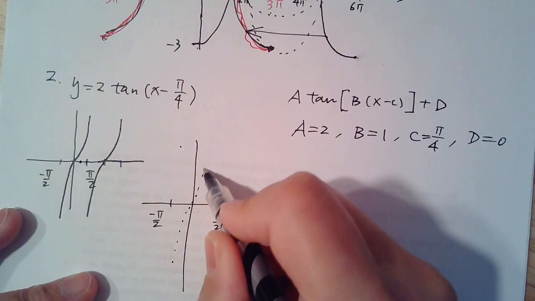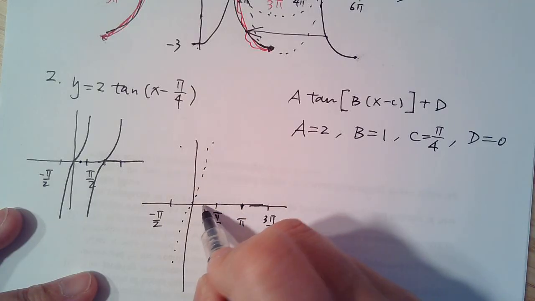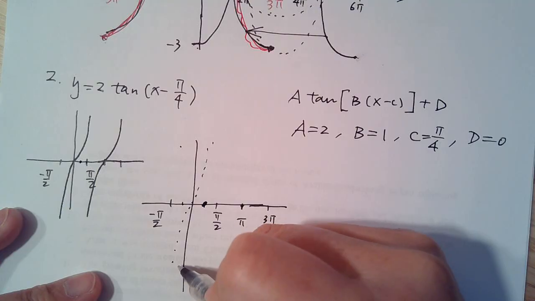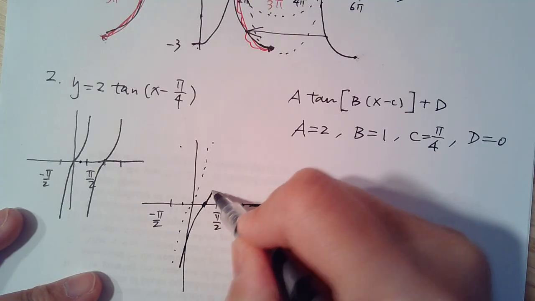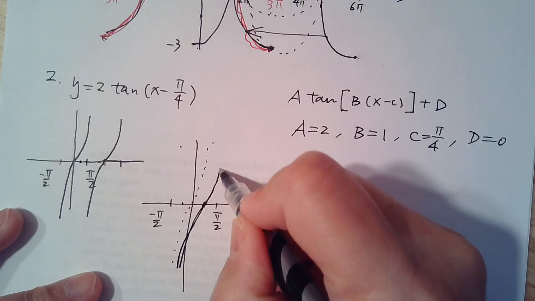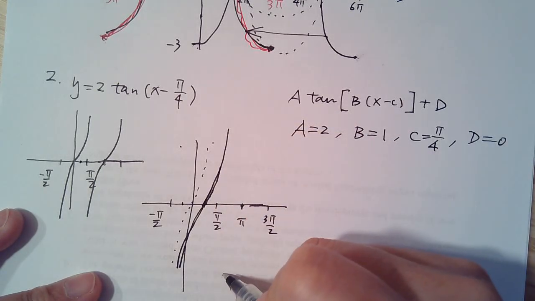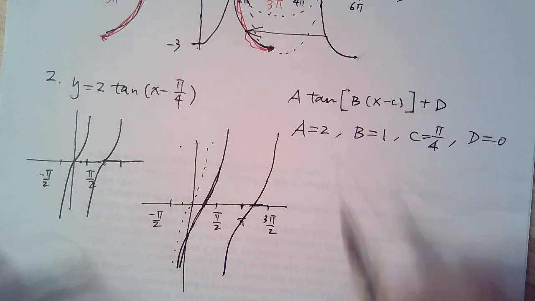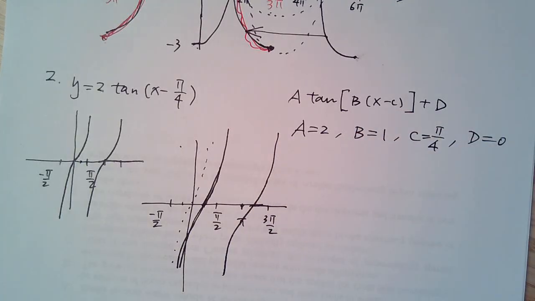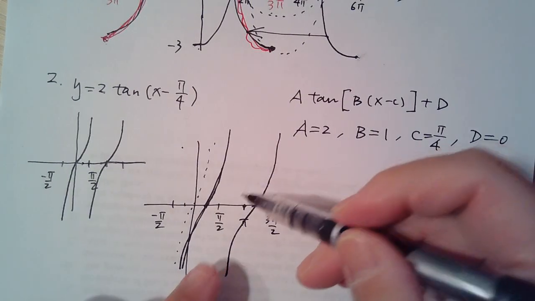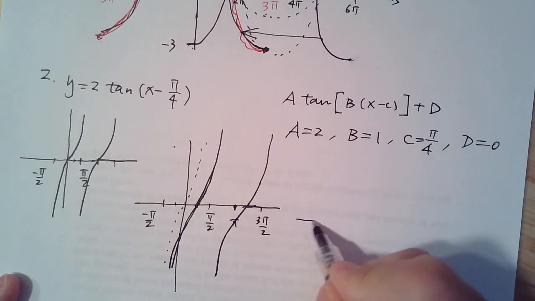That's my parent function. Okay, I need to shift it to here. So I will shift also this point. I go like this. Everything just shifted to the right by a quarter of a pi. Next is this 2. I need to stretch vertically by a factor of 2.